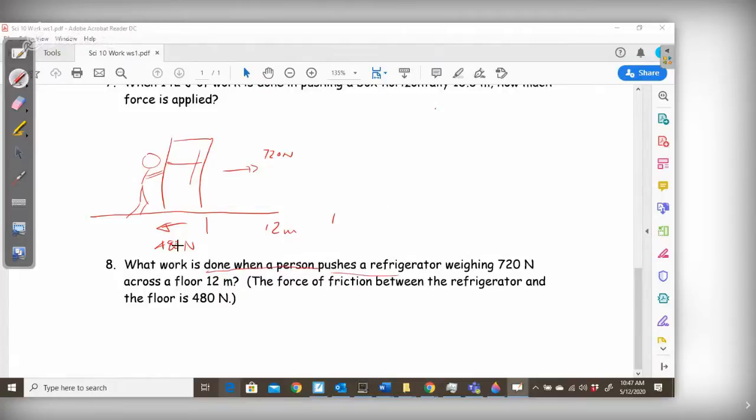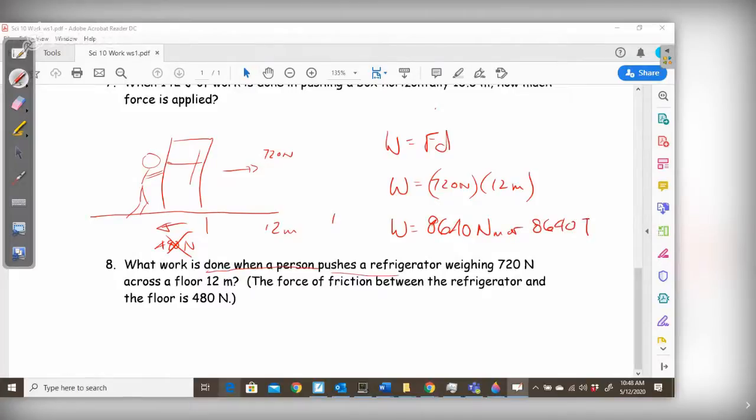So the work done isn't going to care about how much friction there is. It's going to care just about how much force they're putting into the situation. So work is equal to force times distance. So our work will be equal to 720 newtons times our 12 meters. So our work is equal to 8640 newton meters or 8640 joules. There we go. That's the answer down here.